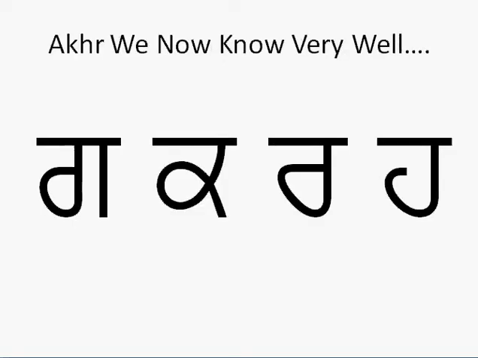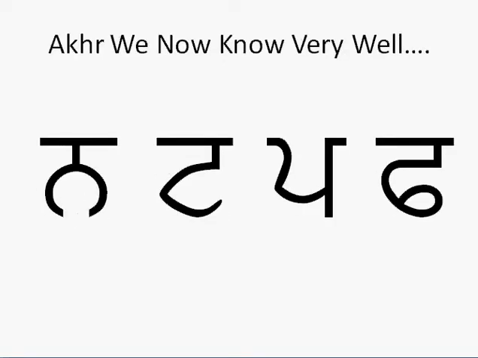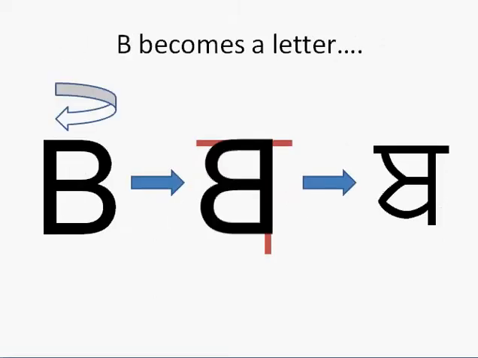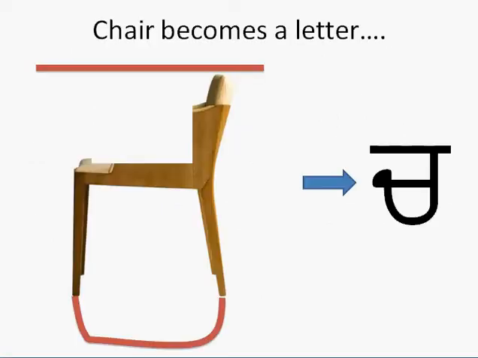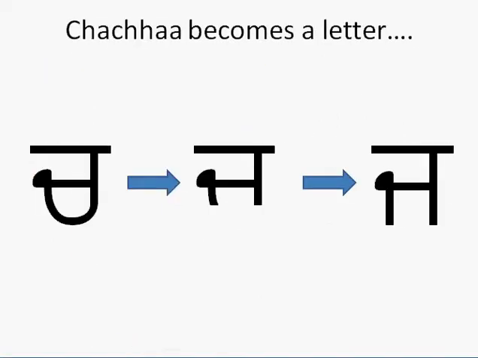You should know these: kaka, rara, haha, gaga. You should also be able to see tanka, papa, nana. Here's a baba. Here's a tata. Here's a dada. Here's a lala. Here is cha-cha. Here is jaja.